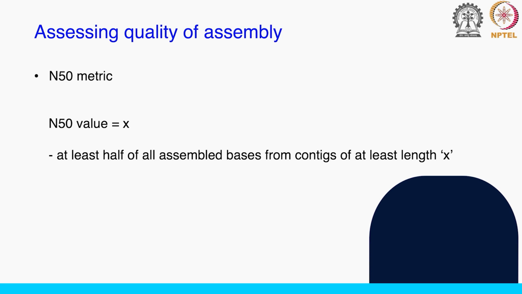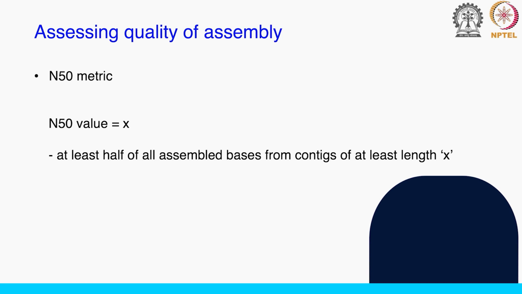Okay. And the explanation for N50 is very simple. So, let us say the N50 value is x. It means that at least half of all assembled contigs are of length x or higher. So, if x is, let us say, 5 kb, it will say that at least half of all assembled contigs will be greater than 5 kb. Okay. So, this is how we actually look at the data.